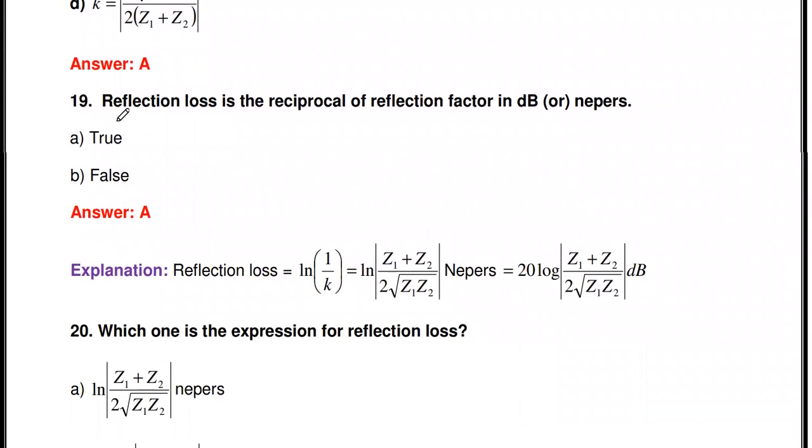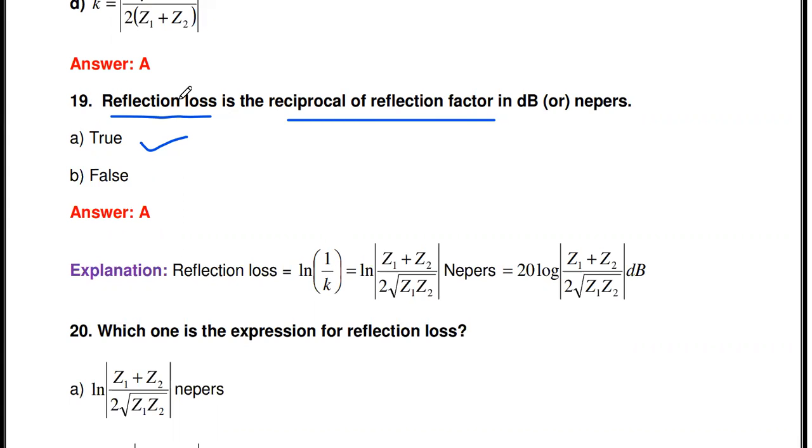Then the next question: reflection loss is the reciprocal of reflection factor in dB or meters. True or false? True. Reflection loss is similar to return loss. You know what is meant by return loss? Return loss is in decibels; it is 20 log of the reflection coefficient. If you convert the reflection coefficient into dB, you get the return loss. Similarly, the reflection loss is the reciprocal of the reflection factor, 1 divided by k.